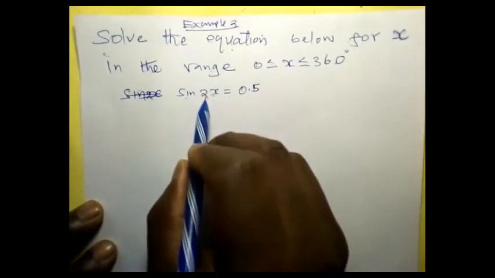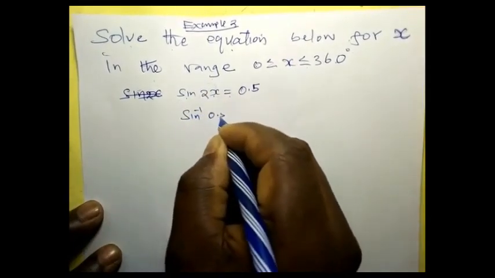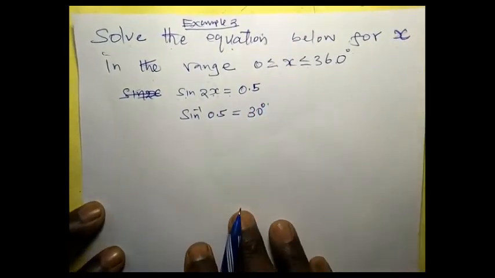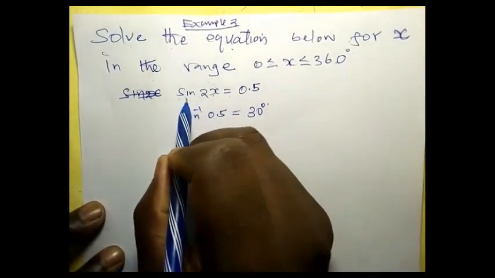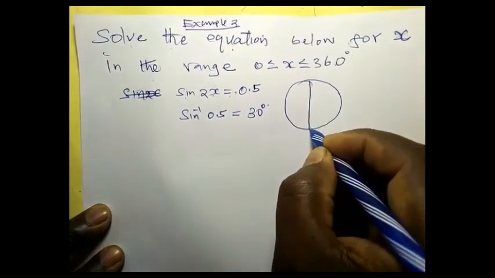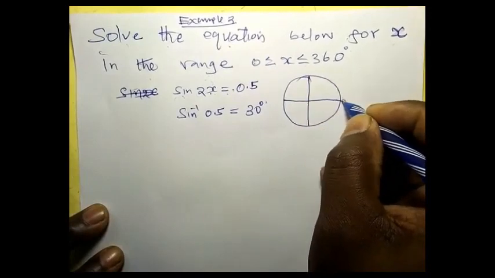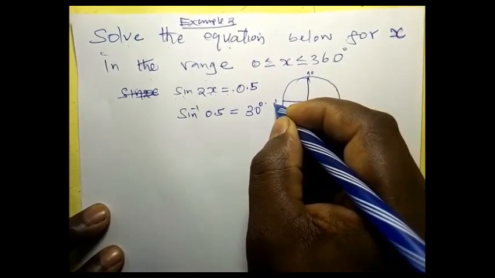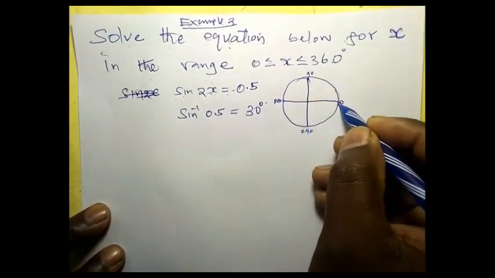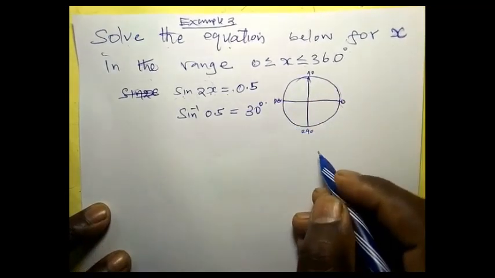We just assume the 2x first. So we are going to get the sine inverse of 0.5, and this is going to give us 30 degrees. Once we obtain the degrees, we know that the sign here is positive. Now we draw the unit circle. Here we have 0, 90, 180, 270. Once you go one round, that is 360, the second one 720, the third one like that.